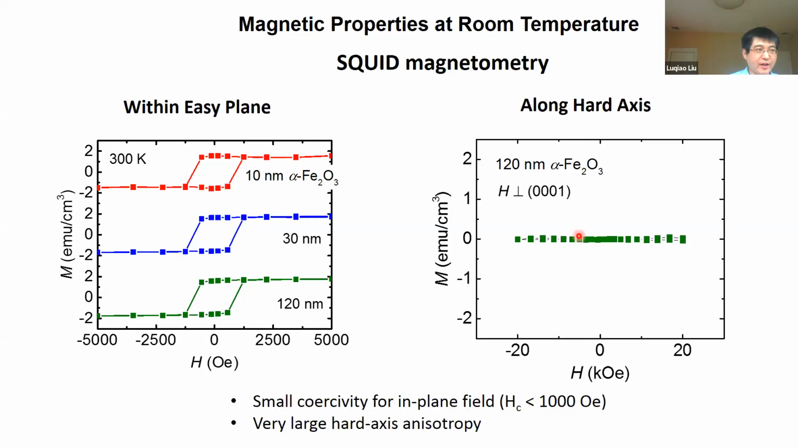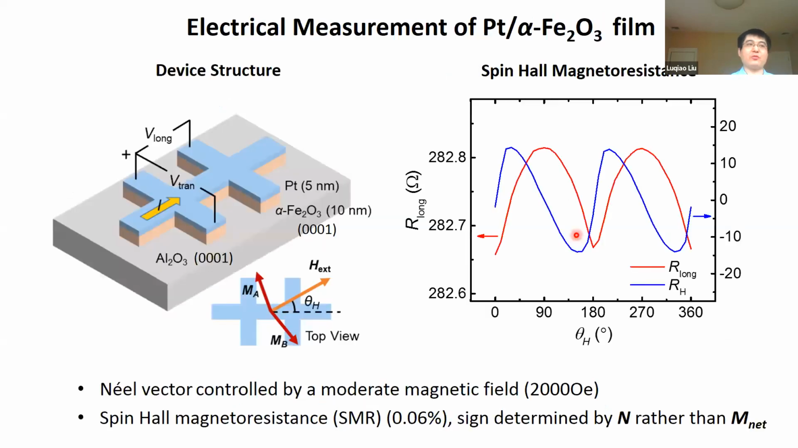After the magnetic measurement, we can start to do some electrical measurement by making this kind of platinum alpha iron oxide bilayer structure. We sputter 5 nanometers of platinum on top of the iron oxide, and then pattern the device into this kind of Hall bar structure. So we can measure the resistance either longitudinally or transversely, and we can get this spin-Hall magnetoresistance effect.